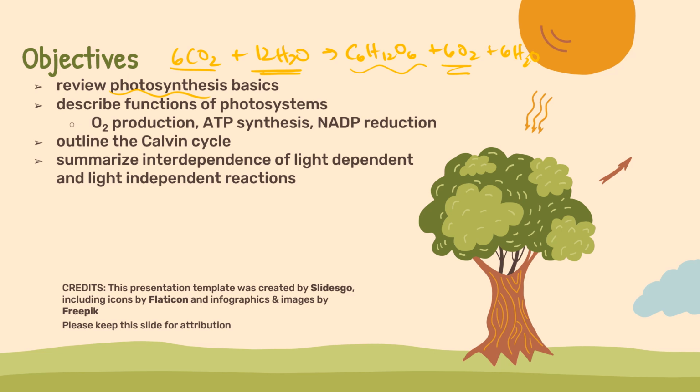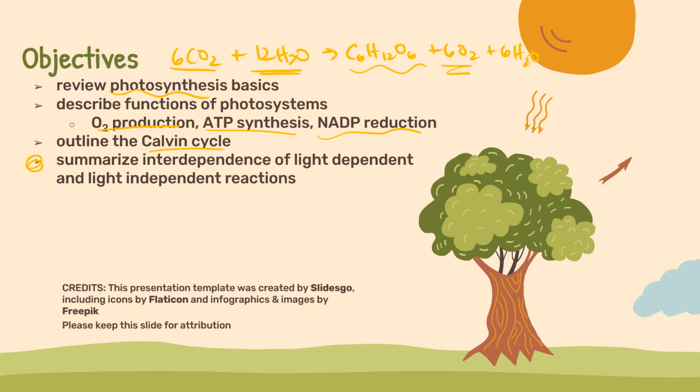We talked about the functions of photosystems 2 and 1. Oxygen production happens in the oxygen-evolving complex of photosystem II. ATP synthesis occurs due to the hydrogen ion concentration, that proton gradient, due to photosystem II working with cytochrome, and then also that NADP reduction due to photosystem number 1. We talked about the Calvin cycle. There are 3 main stages: carbon fixation, reduction, and then regeneration.